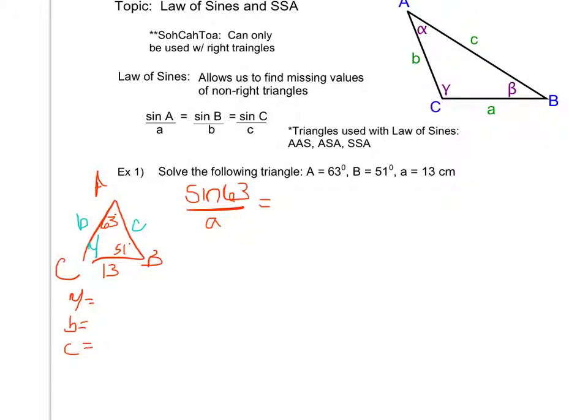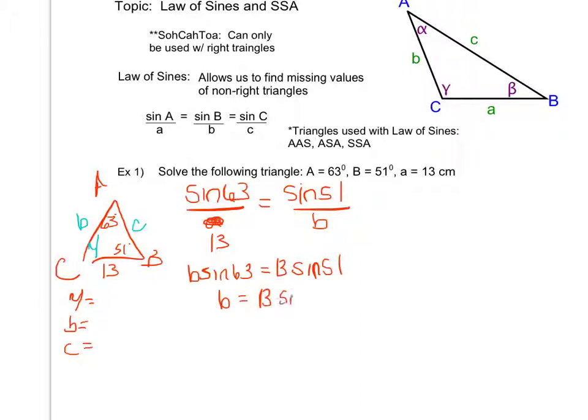Oh, and I know what side length a is, so I can go ahead and replace that a with 13. So sine of 63 over 13 equals, since if I use gamma and c, I'll have two unknowns, I'm going to go ahead and choose 51 and b, and say sine of 51 over b. And now I'm going to use cross multiplying, since I have a proportion equal to a proportion, and I'll have b times sine of 63 equals 13 times sine of 51, and I'll divide by sine of 63 to get b by itself.